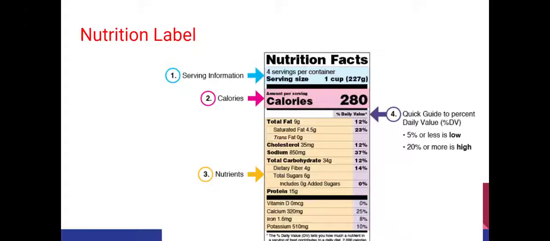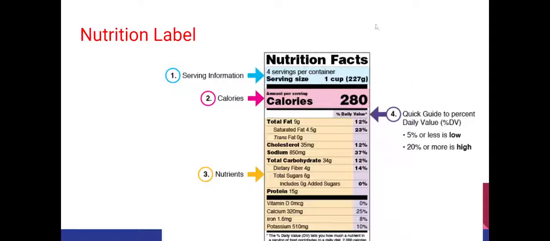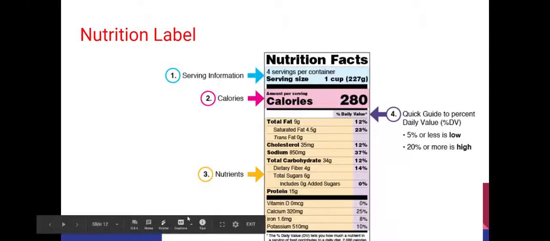The fourth area is the quick guide to the percent of daily value. 5% or less is low, and 20% or more is high. The daily value is telling you how much percentage it will cover for your daily intake of that food. When you get a second, please locate a nutrition label within your home or residence and take a look at these 4 areas.